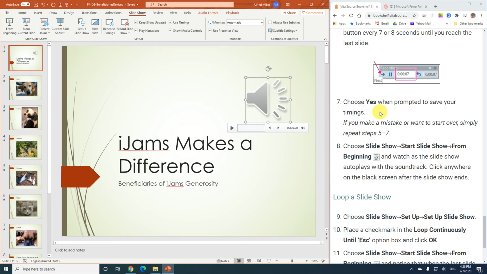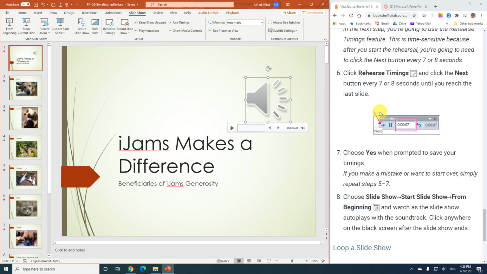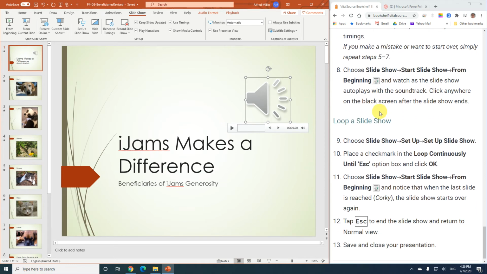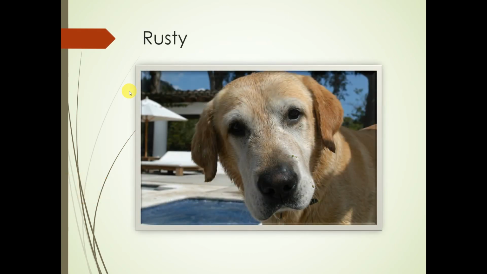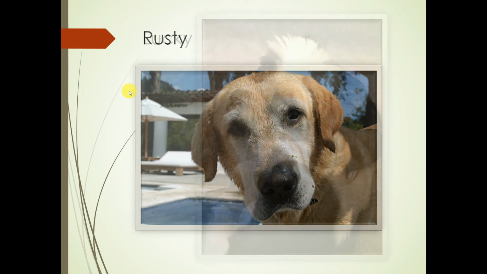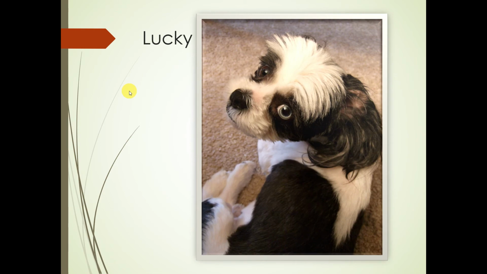Let me make sure. Yes. Click anywhere on the black screen after the slideshow ends. So I'm not going to let it sit through the whole thing, but Slideshow, Start Slideshow from Beginning. You wait about 6 or 7 seconds and it goes to the next slide automatically. I didn't click or do anything. My hands are in the air. I'm not touching anything. Around every 6 to 7 to 8 seconds, it changes to the next slide.